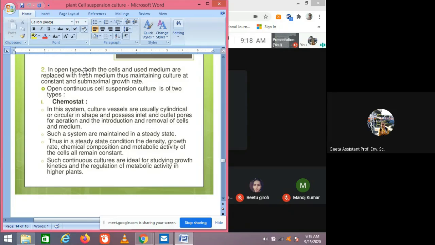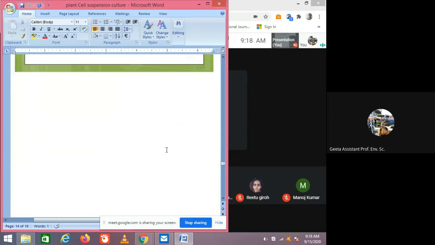ये बात कर रहे हैं open system की. open system में जो है steady state रहती है. steady state क्या रहेगी, जो density है, the growth rate है, composition है, metabolic activity of the cell they remain constant.